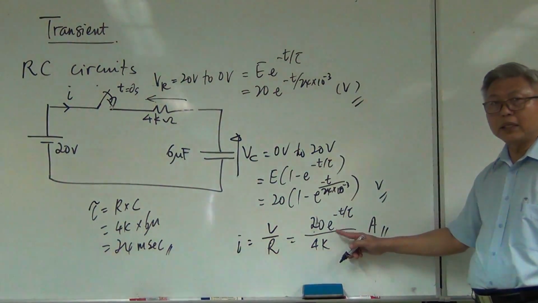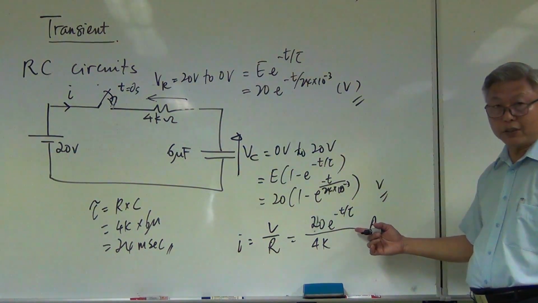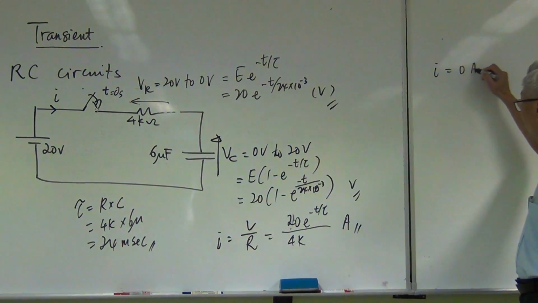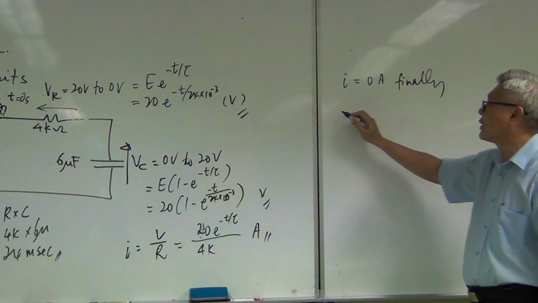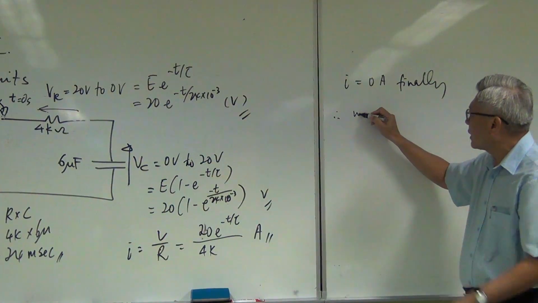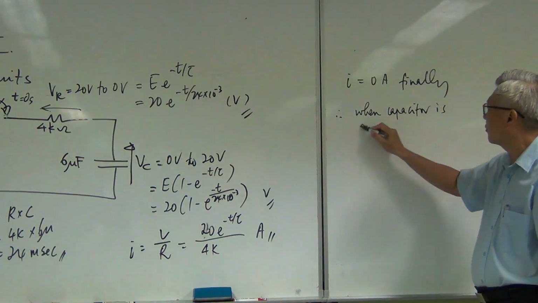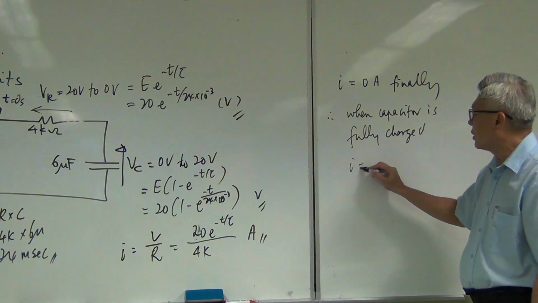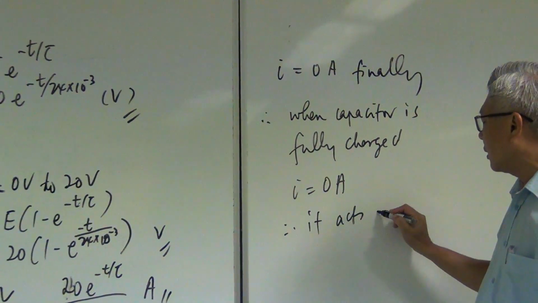So in other words, the current finally will become 0 ampere. This is a decreasing function. Finally, it's going to become 0 ampere. So the I is going to be 0 ampere finally. Right? And that is why we say, when the capacitor is fully charged, I is equal to 0 ampere, no more current. Therefore, it acts as an open circuit.